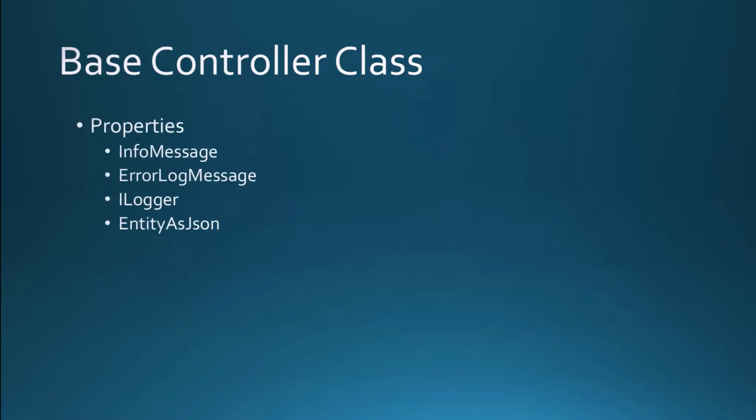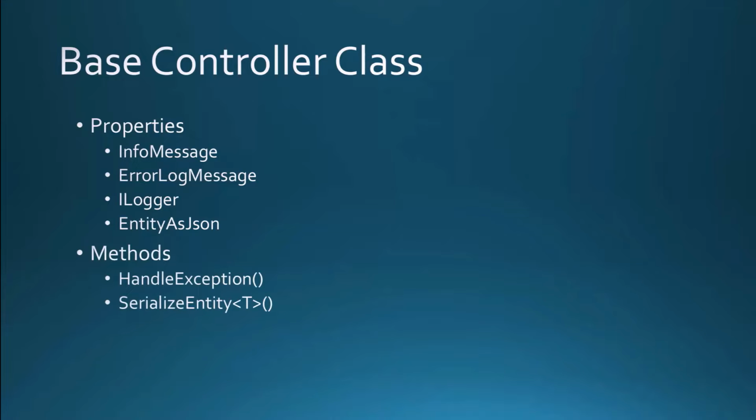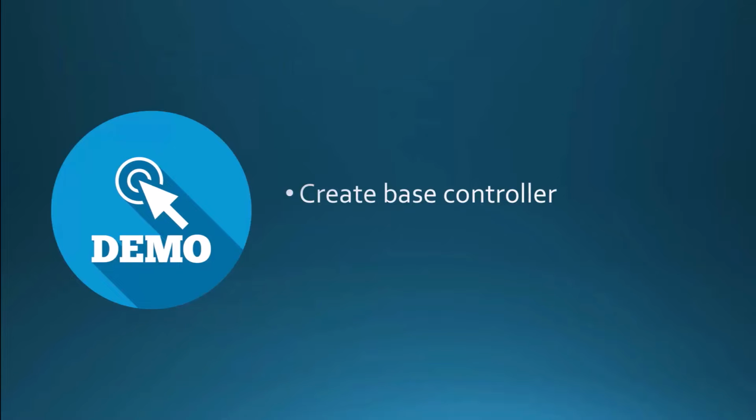The properties that we might add would be things like the info message and the error log message that we did in the last lesson. We might add our iLogger, and we'd have a property maybe for entity as JSON. That's automatically serialized, right? When we have our product class or a customer class and we want to then put that into our error log, this property could actually hold that data. Then we might have a couple of methods like handle exception and this method called serialize entity to place the data that we serialize into that entity as JSON property. Let's take a look at creating this base controller.